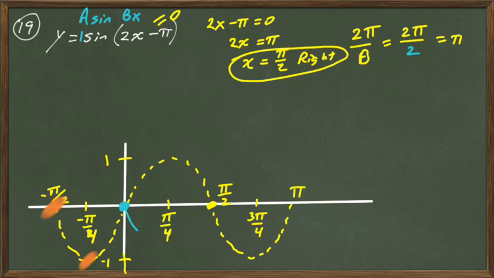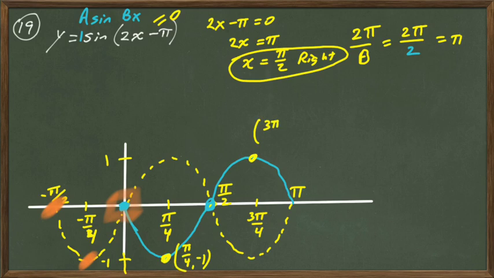If you move that pi over 2 to the right, wouldn't it be here? Take this point, move it pi over 2 to the right. Where would that be? Here? And you can probably guess the rest. What are the coordinates of the minimums? Pi over 4 comma negative 1, I think. Pi over 4 comma negative 1 is the coordinates here. And this would be 3 pi over 4 comma positive 1.